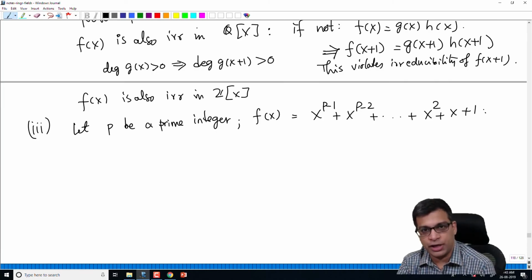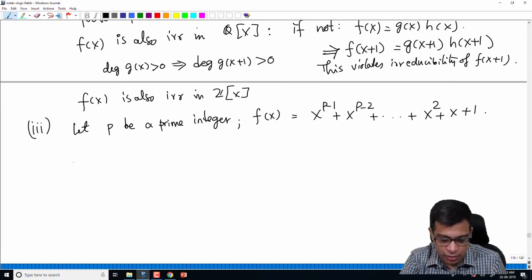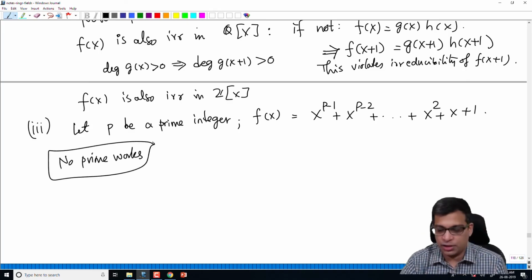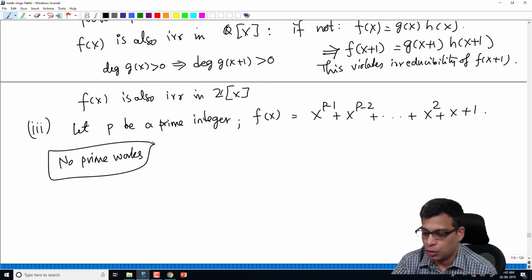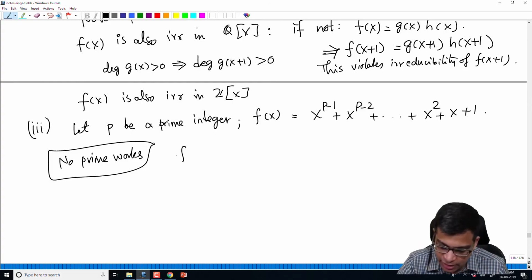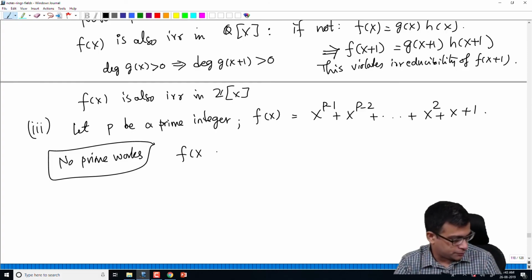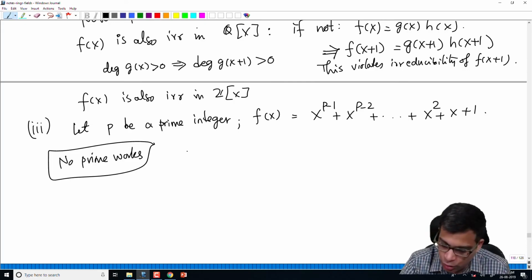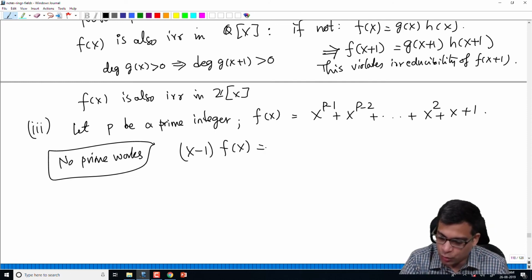If so, it will be irreducible over Zx, but we can't use, no prime works, right? Again, no prime works in the Eisenstein criterion because all the coefficients here are 1, so certainly no prime divides the coefficients. But again, the trick is to use what I have done in the previous example, but what I will do now is, if I multiply f of x by x minus 1, what do I get?